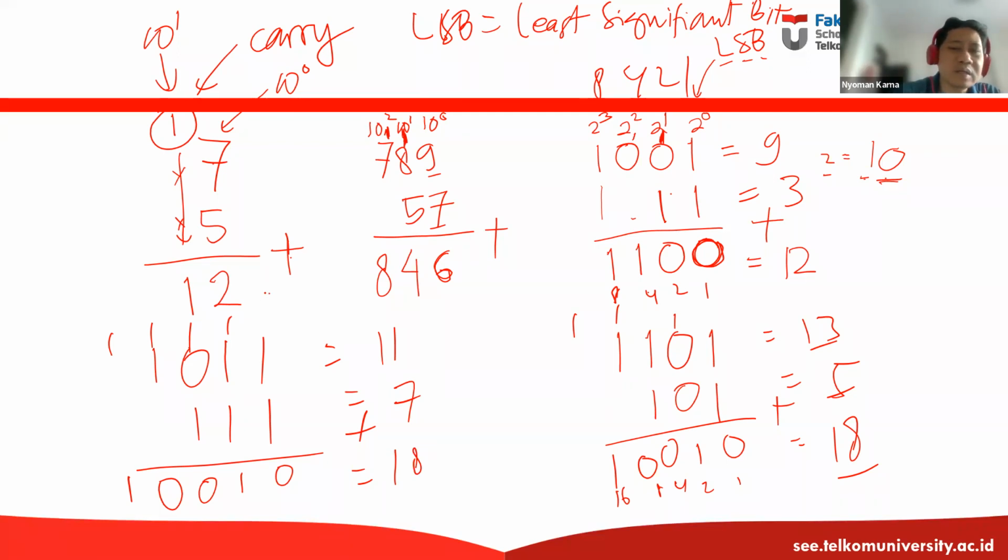Because this one is 1, 2, 4, 8, 16. 16 plus 2 is 18. And this one is 8 plus 2 plus 1 is 11. 4 plus 2 plus 1 is 7. And 11 plus 7 is 18. Okay.